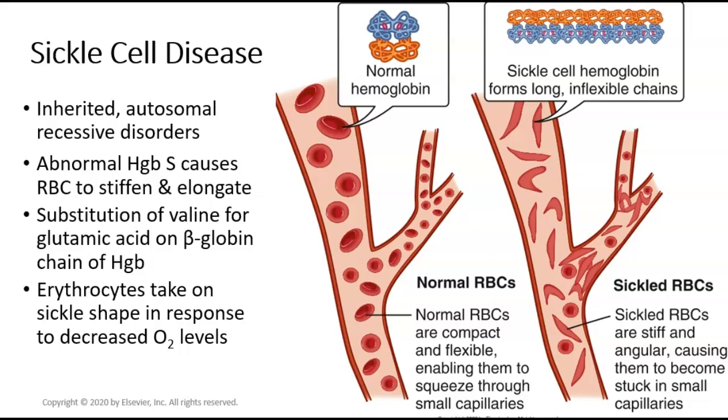Now, there are a few different types of sickle cell disease. There's sickle cell anemia. That's the one we're going to talk about, the most severe. There's sickle cell thalassemia, sickle cell hemoglobin C, and then the trait. So again, when we talk about sickle cell, we're actually talking about sickle cell anemia.